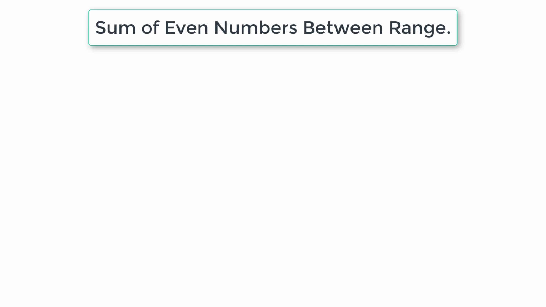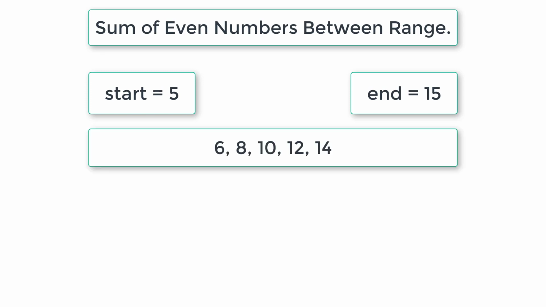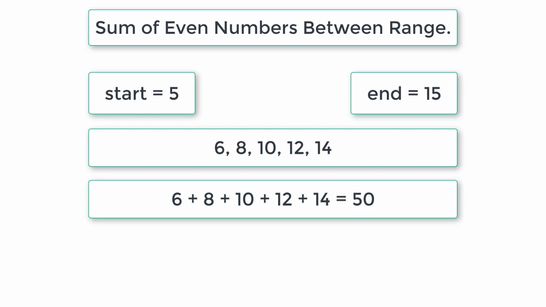Let's write a C program to find the sum of all the even numbers between a user entered range. If the user enters start value as 5 and end value as 15, our program finds all the even numbers between 5 and 15. Next, it will add all these even numbers and output the result. In this case, 50 is the result, and our program outputs this result onto the console window. So let's write the C program.